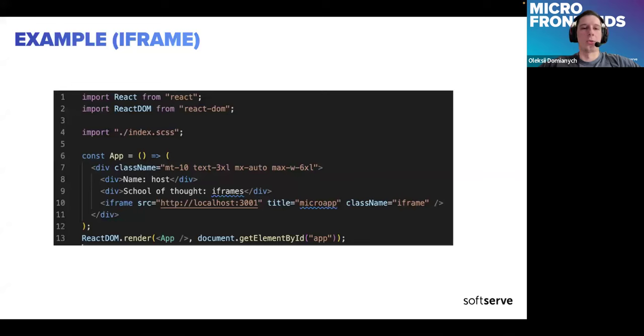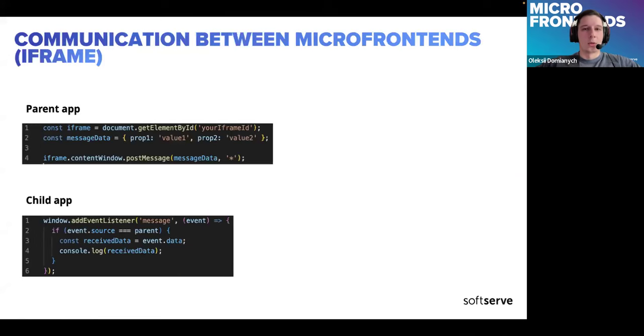There is an example on React. I think those who work with Vue or Angular also understood how it should work and how it should be implemented, because this example is very simple. We just need to use the iframe tag and in src use the URL for our micro frontend. Here we could connect different micro frontends. Let's move on.